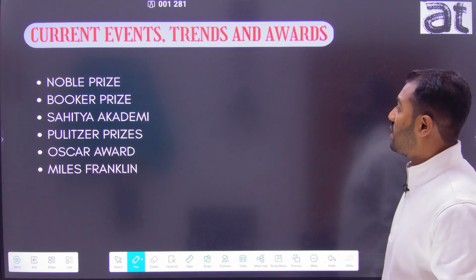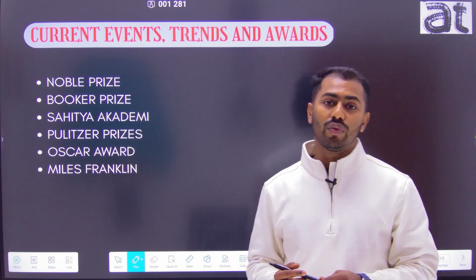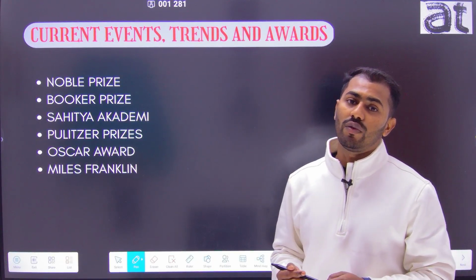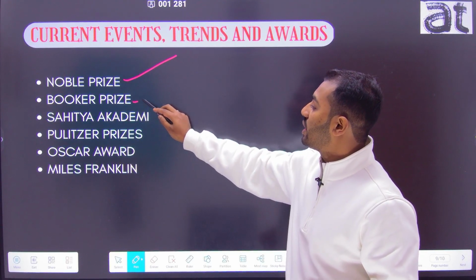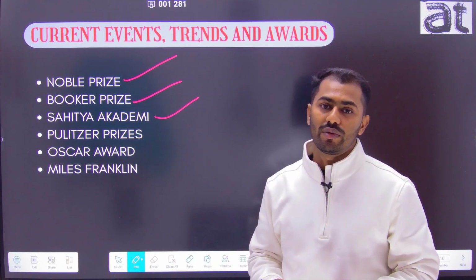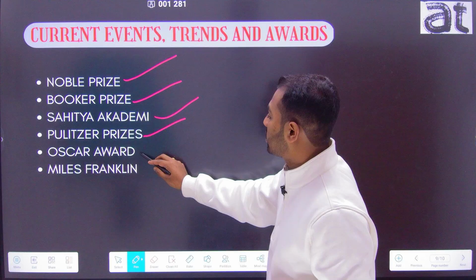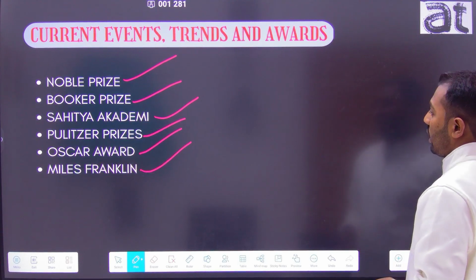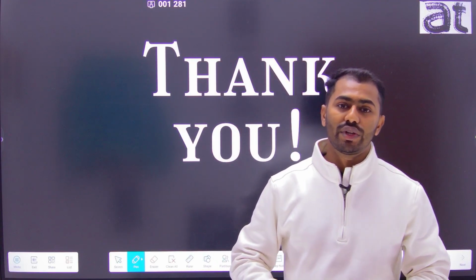After that comes current events, trends and awards. In this section we will cover who are the important Nobel laureates and what are the important works they have written for which they got the Nobel Prize, and who are the important Booker awardees, and who are the Indian authors who got the Sahitya Akademi award for their contribution in literature. We will also talk about the Pulitzer Prize, Oscar Wilde and Miles Franklin awards. And this is the complete syllabus of our CUET-PG 2026.